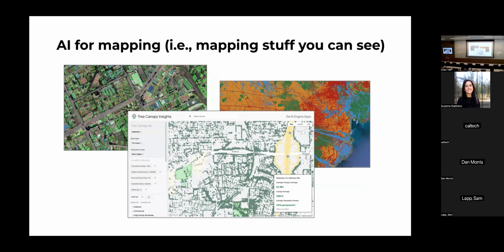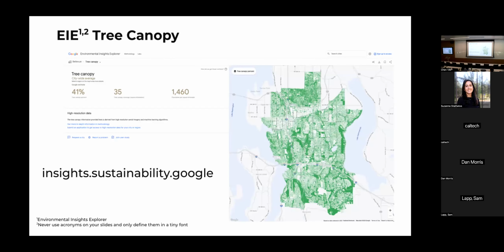And then lastly, really everything in the mapping category falls into this space too. As you all are probably aware, there are lots of folks using AI for a whole variety of mapping tasks. One, for example, that I've been spending a lot of time on at Google is mapping urban forests from the same aerial imagery you see in Google Maps.